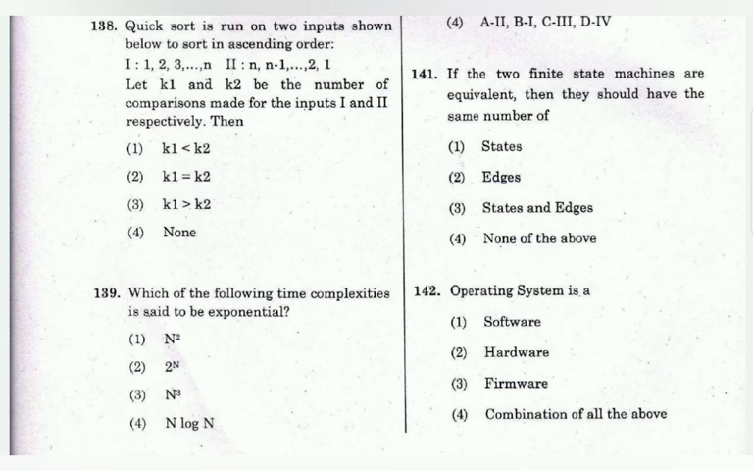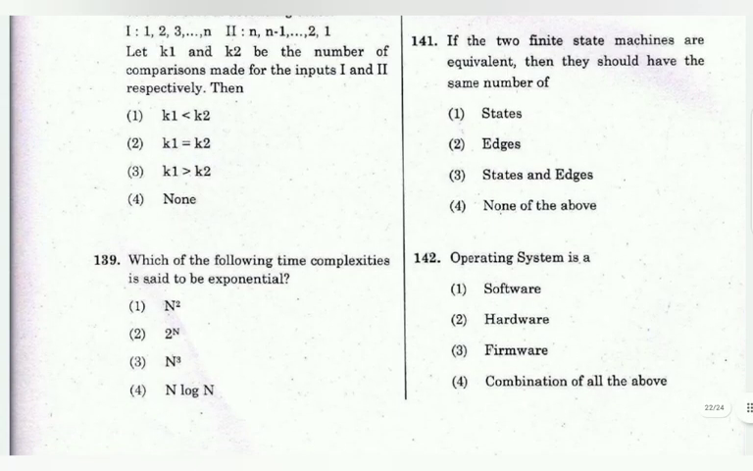If two finite state machines are equivalent, then they should have the same number of dash. Two finite state machines are equivalent if they recognize the same language. So they must have the same number of states and transitions. Edges represent transitions between states. And if two FSMs are equivalent, then they must have the same number of states and edges. So option 3, states and edges, is the correct answer.